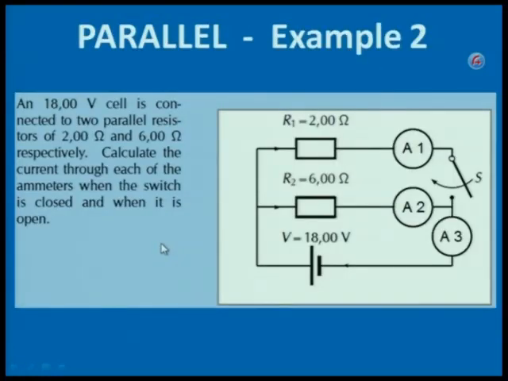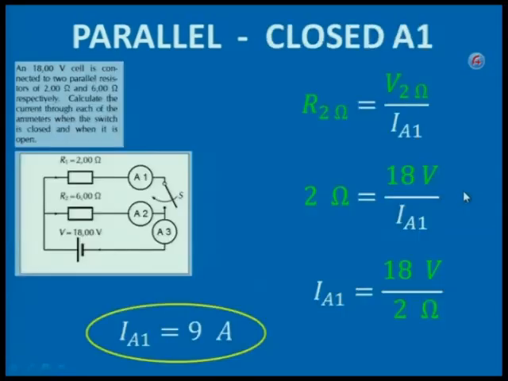Example 2. An 18-volt cell is connected to two parallel resistors, 2 ohms and 6 ohms. Calculate the current through each of the ammeters when the switch is open or closed. So first let's look at when the switch is closed. We want the reading on A1, A2 and A3.